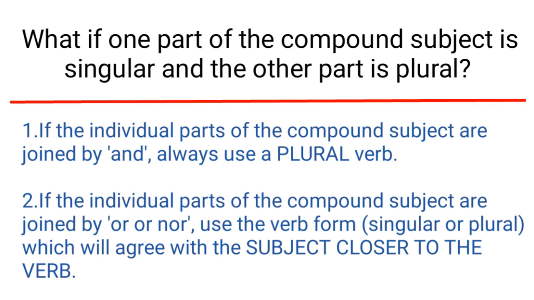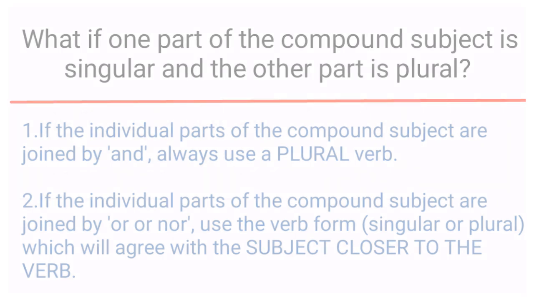So, if the individual parts of the compound subject are joined by and, always use a plural verb. If the two parts, even if singular or plural, are connected by using and, we use a plural verb itself. Don't bother about the usage of and much. But in case of or and nor, what's the usage? Look at this. If the individual parts of the compound subject are joined by or or nor, use the verb form which will agree with the subject closer to the verb. Look at this example, you will understand it better.